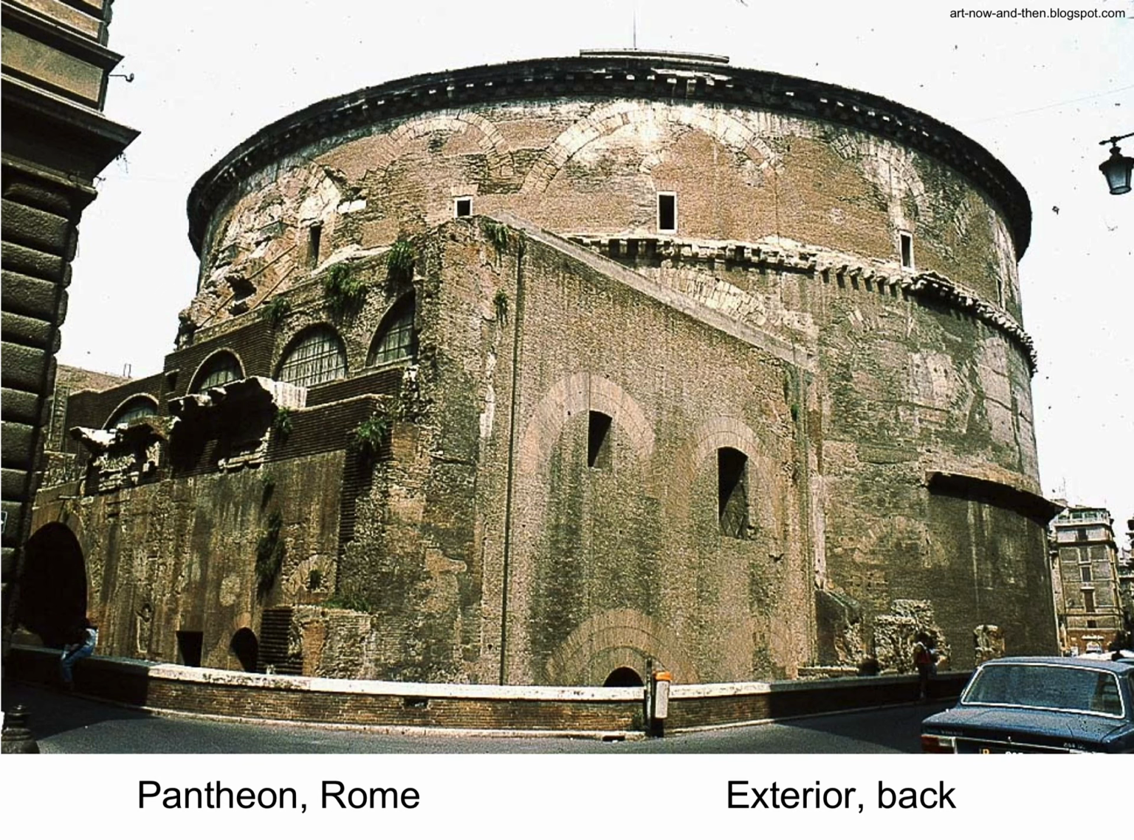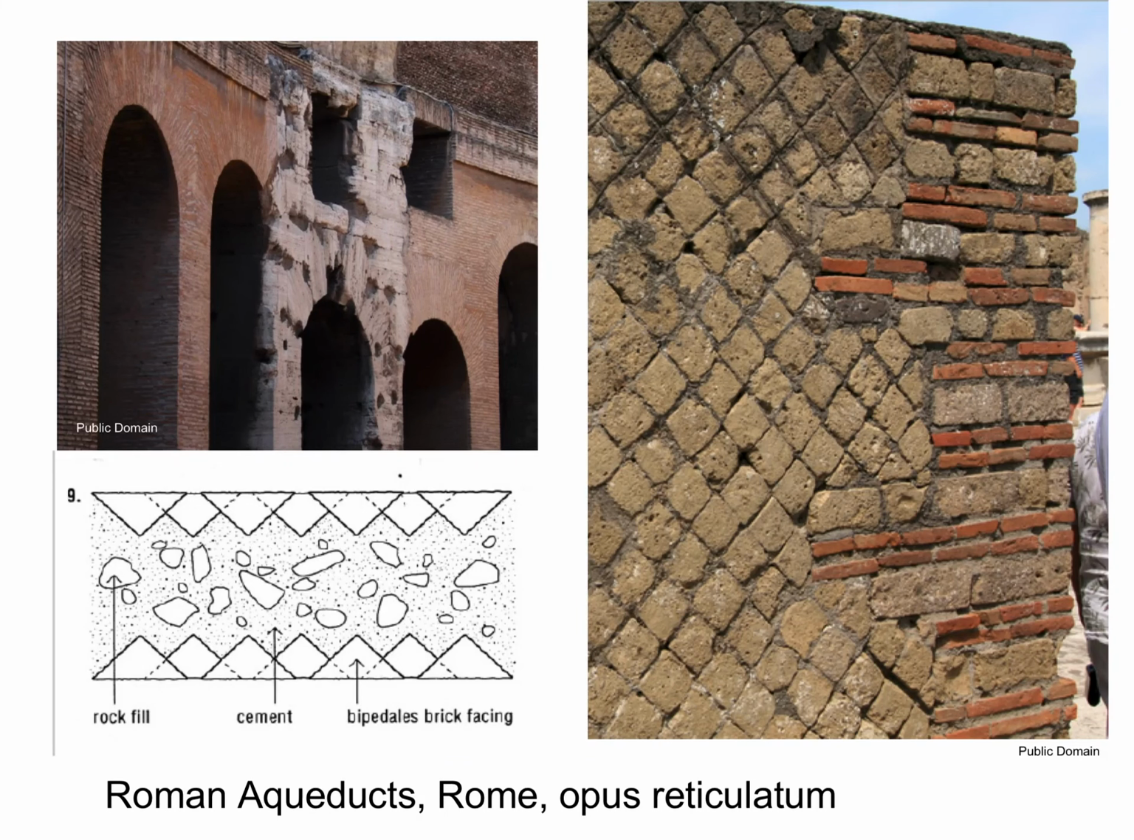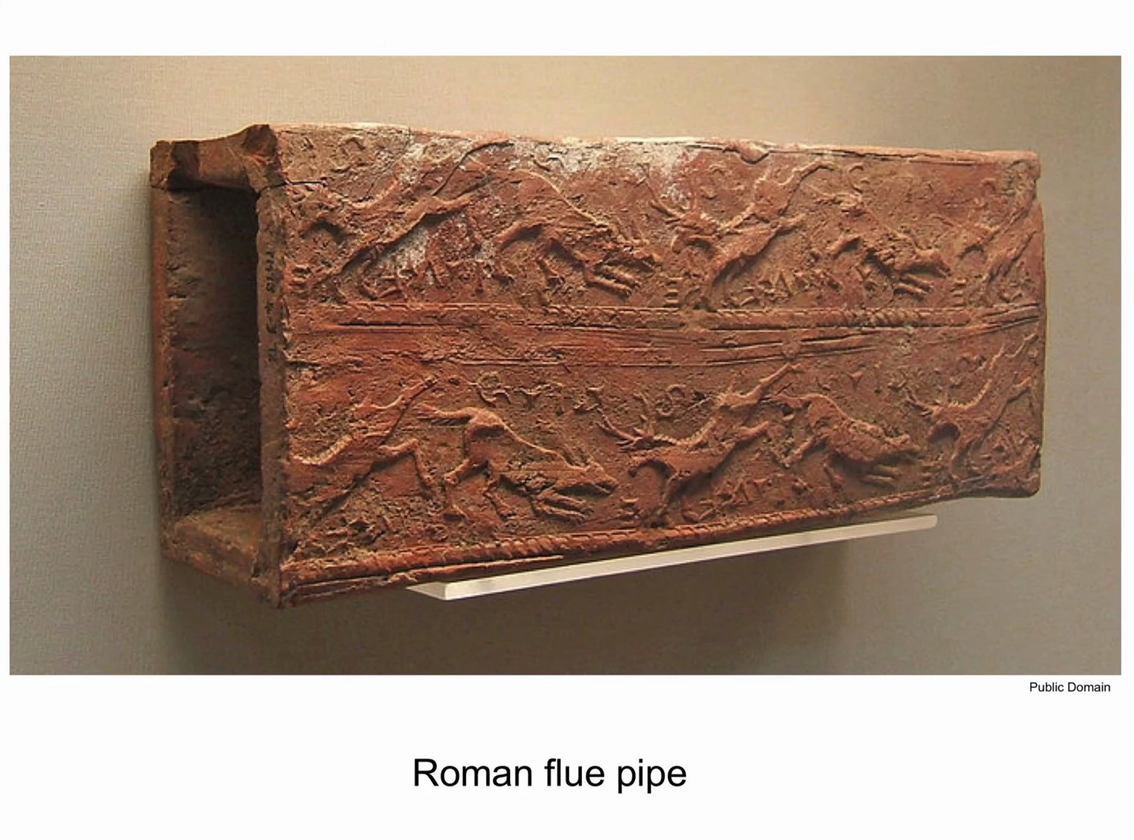This is the exterior of the Pantheon, where you can see the use of brick in that structure. And Porta San Sebastiano in Rome, the walls of Rome are also built out of bricks. And Roman aqueducts, which again use ceramic in all kinds of very interesting ways. Some of you may want to do further research on this, but it's quite a fascinating thing to learn about. Roman flue pipes to take out fumes from the firing of bathhouses and other buildings as well. This is a very beautifully decorated one.